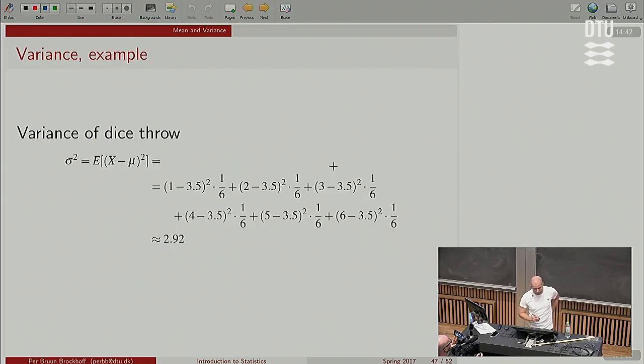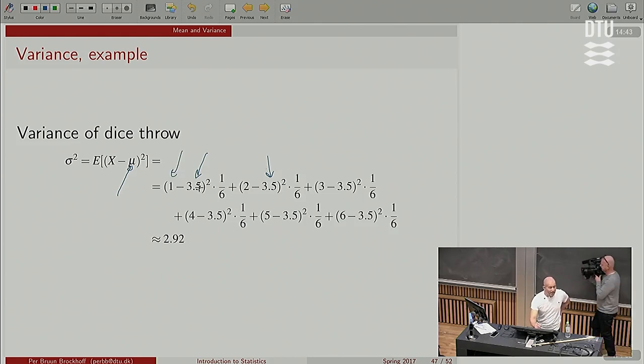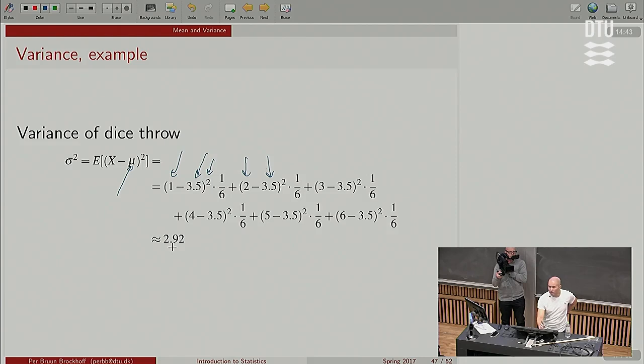And to exemplify in the dice throw example, the mean of the dice throw, I already found that to be 3.5. So I used that. Then I could see 1 which deviates from 3.5 like this. I square it. I could see 2 that deviates like this. I square it. I add them all up. And here's a number that you might not have thought of before. The variance of a dice throw is almost 3.